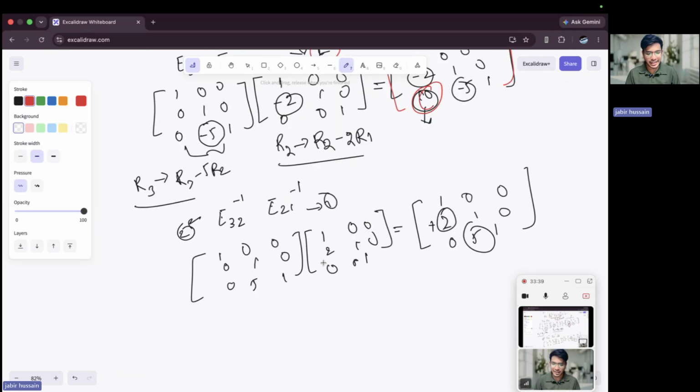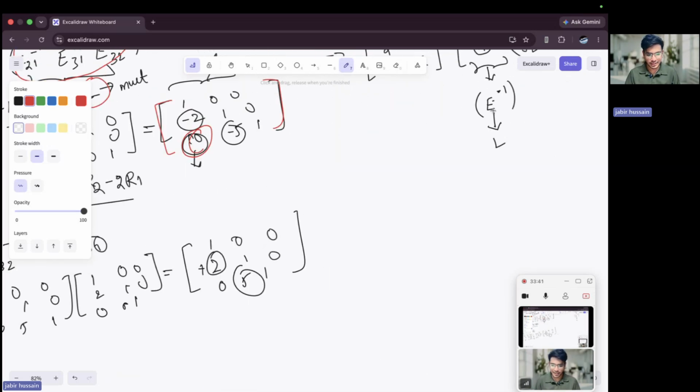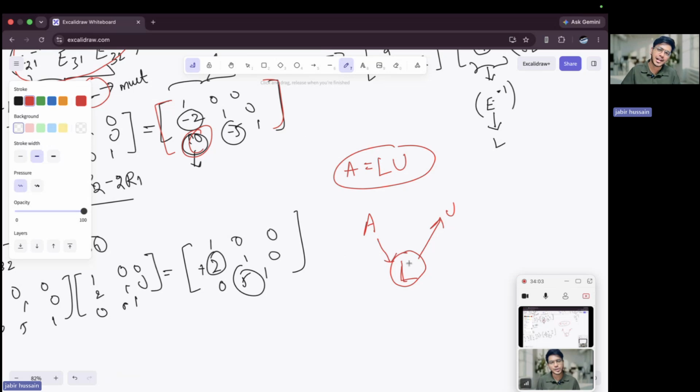So A, let me write it here, A is equal to LU tells you exactly the thing, right? Let's say you have A, the exact elimination steps which you have to do to get to U. L acts as a record book which you just have to follow to get U, as simple as that.